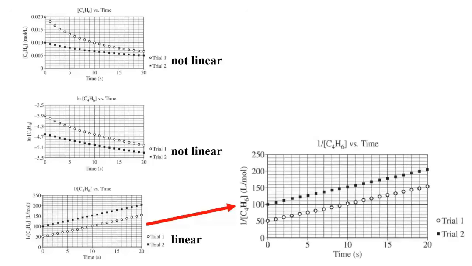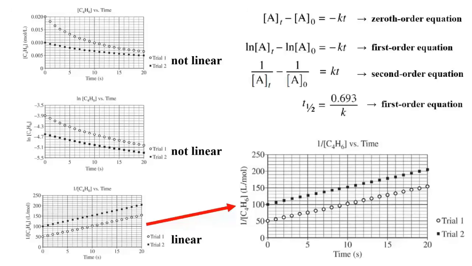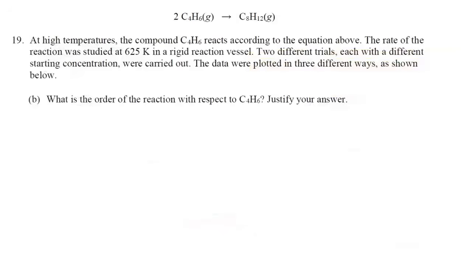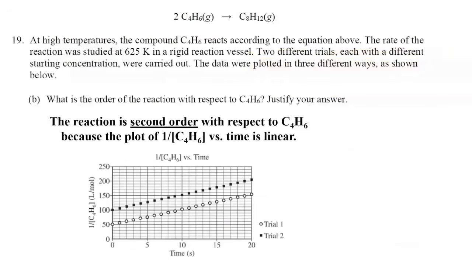And therefore, when you plot reciprocal of concentration versus time, and you get a straight line, that would correspond to second order kinetics. So the answer to part B is the following. The reaction is second order with respect to C4H6 because the plot of the reciprocal of concentration versus time is linear. Let's take a look at part C.